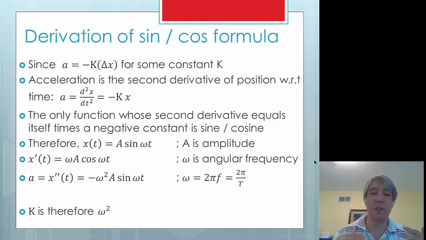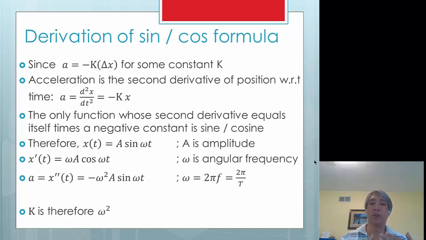So the position of the pendulum, or the position of the mass spring, we're going to be using sines and cosines. This slide tells us how we derive that. Because my acceleration is equal to some constant, the negative of that constant times delta x. My acceleration is also known as the second derivative of position, the first derivative being velocity, the second derivative being acceleration. And the only function I know whose second derivative basically equals itself is sine and cosine functions.